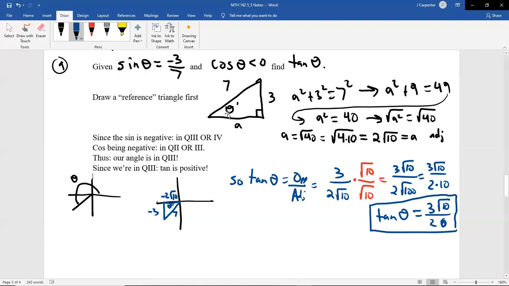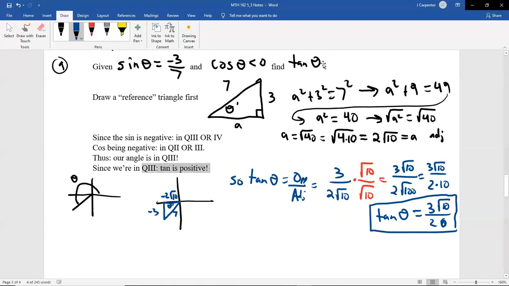Did it matter that I set up the reference triangle first and then talked about the sine signs? No, I could have talked about the signs first and then done the reference triangle. The order of these two ideas doesn't matter. You just have to do them both so that you can actually get to this. And again, we made sure this was positive because we're in quadrant 3, so the tangent would have been positive.